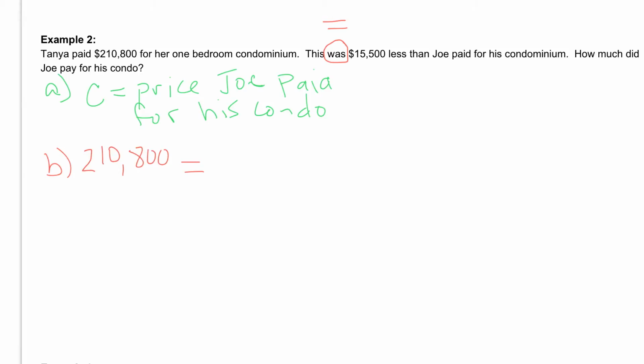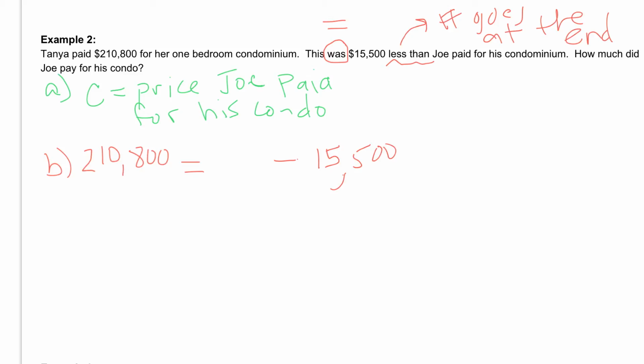On the right-hand side of my equal sign, it says I have $15,500 less than. Remember, we talked about with the words less than and more than. This indicates that the number before goes at the end. So that $15,500 has to go at the very end of my problem on the right-hand side. Less than means subtraction, so I'm subtracting that $15,500.